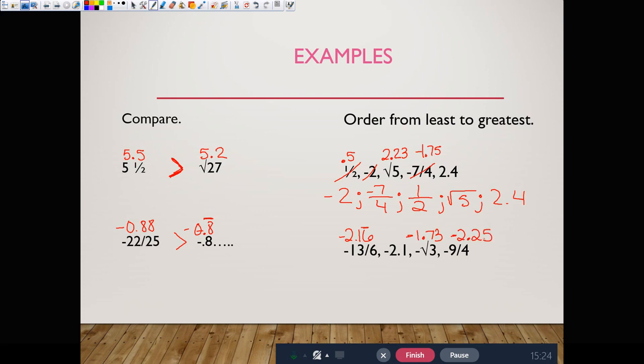Okay, so from least to greatest. Somebody tell me which one's least. Yes, but what was it originally? Negative 9 over 4. Remember, we have to write it. Okay, what is my next number? Negative 13 over 6. How about the next one? Negative 2.1. And then what is my last one? Negative the square root of 3. Remember, we don't write it as the decimal, we write it as what it was originally.